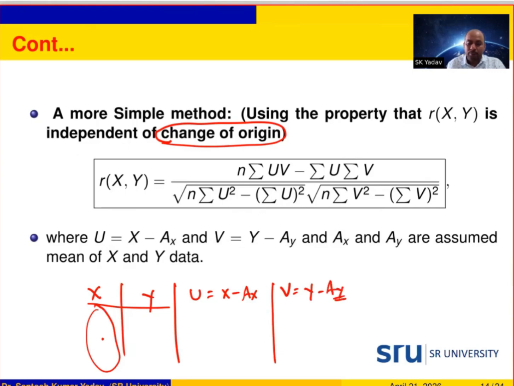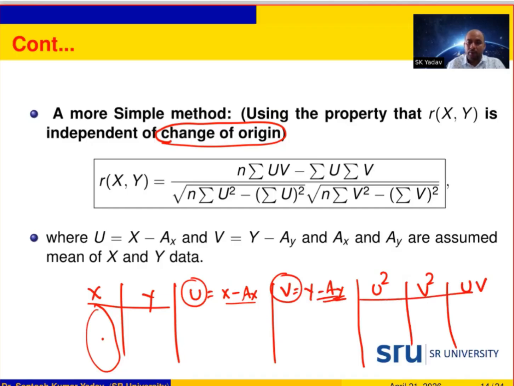This assumed mean you can choose by yourself. Everyone can choose differently. There is no straightforward way. Whatever you think is a mid value, you can choose that and compute x minus a and y minus b. So these two are new variables. Now I will do u square, v square, and uv. And in the previous formula, in place of x and y, I will use u and v.